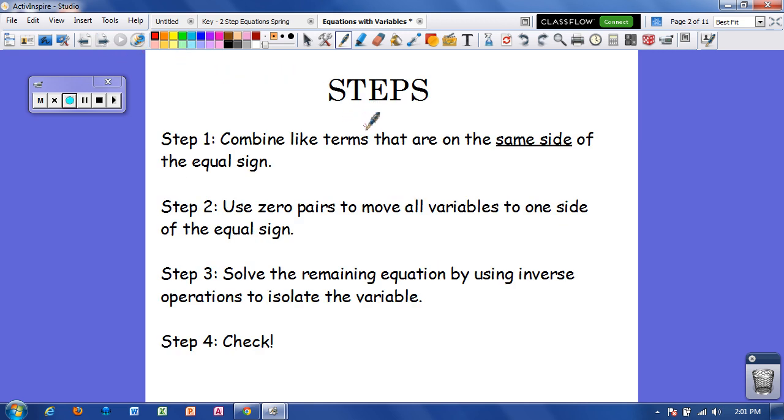To solve an equation with variables on both sides, the first thing we want to do is combine like terms that are on the same side of the equal sign. Next, we want to use zero pairs to move all variables to one side of the equal sign. Third, we want to solve the remaining equation by using inverse operations to isolate the variable. And finally, we want to check our answer.